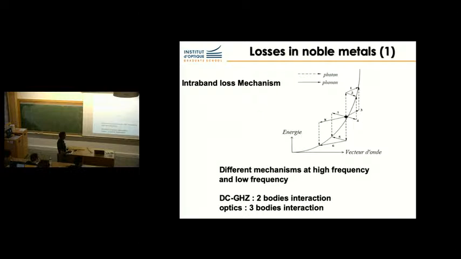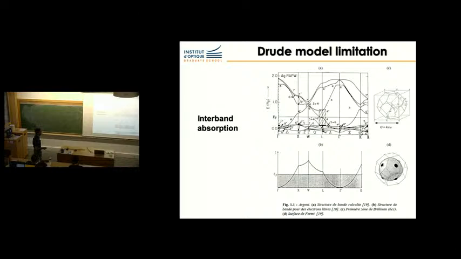Losses are due to a transition. It's an intraband transition, which is described by this parameter. And you see that if you want to absorb some electromagnetic quantum, a photon, then it's essentially a vertical transition, and you are no longer on your band structure. So you need to be assisted by emitting or absorbing phonons. Those are the different mechanisms. This is intraband. There is another term which is not described by the parameter gamma, which is interband.